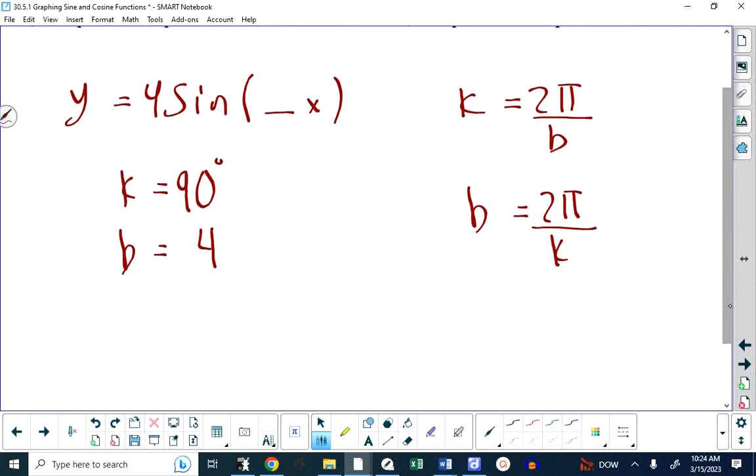However, I just realized that we're in degrees, so I don't want to neglect that fact. So, since we're in degrees, you go 360 divided by 90, you get 4. And that means this is the equation. It's not as obvious working backwards thinking about stretch factors.